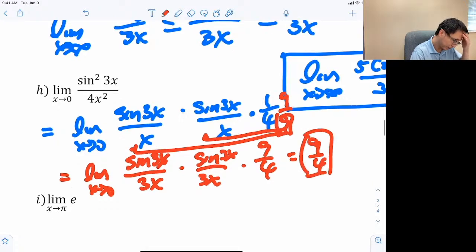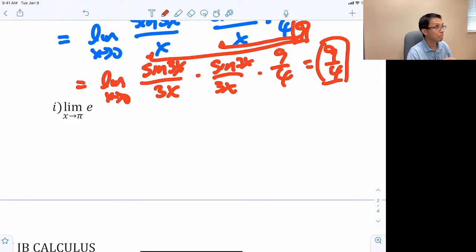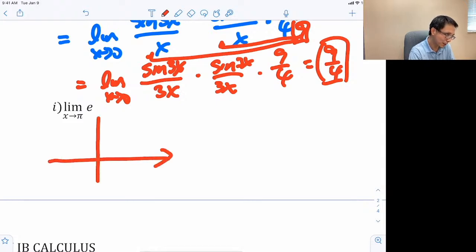I was so close. I don't know why. For some reason, I thought the 4 was squared as well, so I did 1 over 4 times 1 over 4. This one you should not miss. I think a lot of people miss this one.